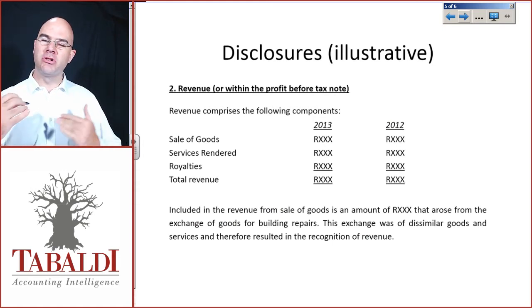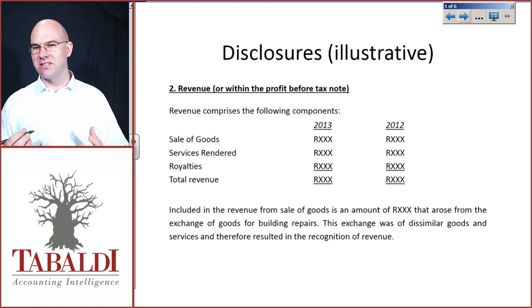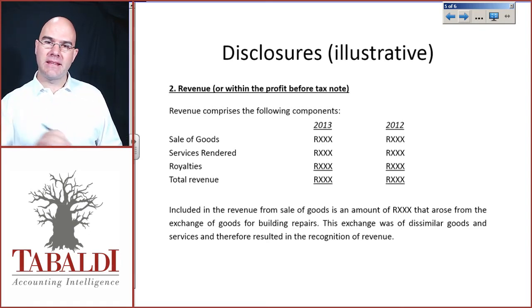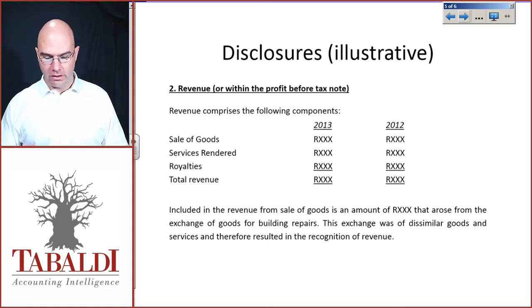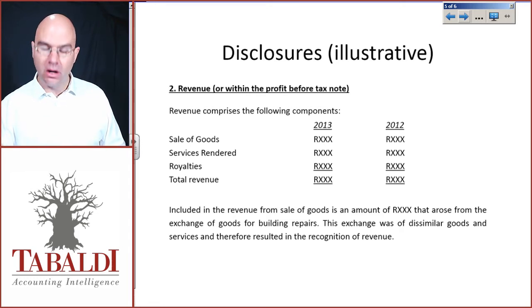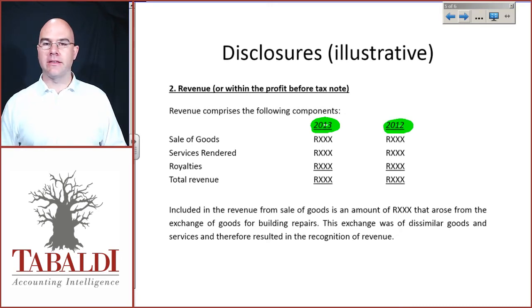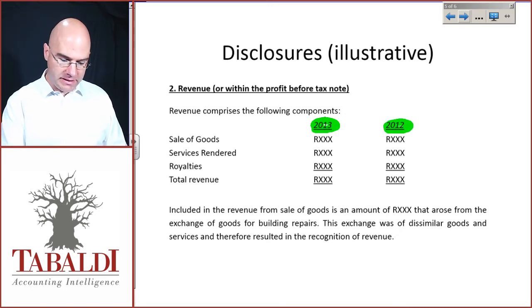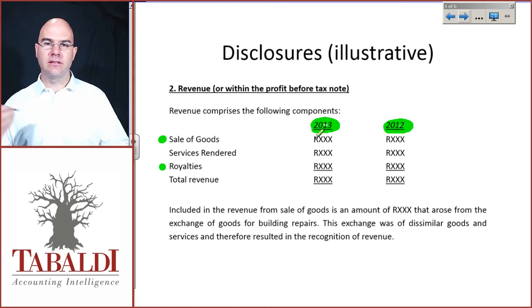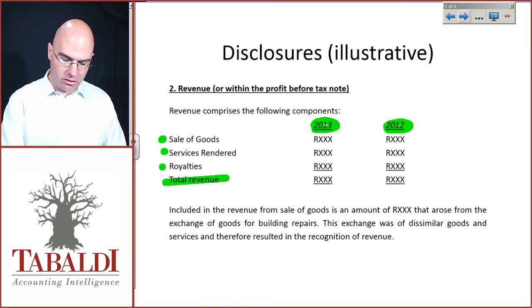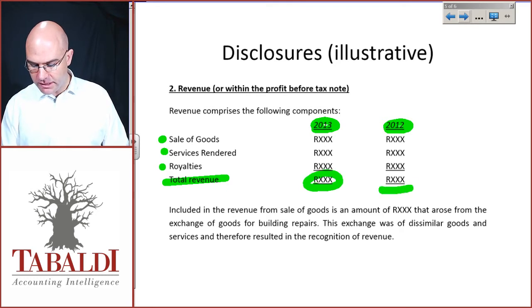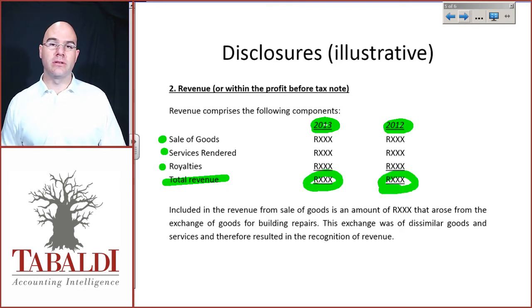Then you need to do a little table. You can either do a separate revenue note. Sometimes I've seen this disclosed as part of profit before tax. Use your judgment. Preferably, if in doubt, do a separate revenue note. Okay, and you tell me revenue comprises of the following components. Remember, current year and prior year, the comparatives. Okay, tell me sale of goods, services rendered, royalties, interest, dividends, whatever's listed there. And you give me a total, and this total must reconcile to your statement of profit or loss.